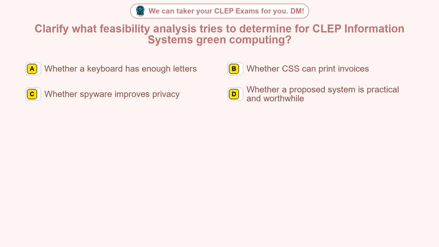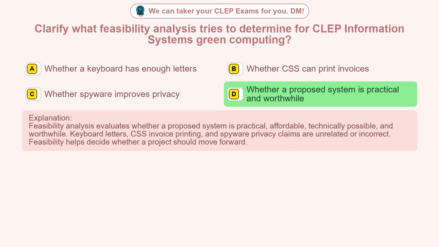Option A. Whether a keyboard has enough letters. Option B. Whether CSS can print invoices. Option C. Whether spyware improves privacy. Option D. Whether a proposed system is practical and worthwhile. The correct answer is option D. Whether a proposed system is practical and worthwhile.